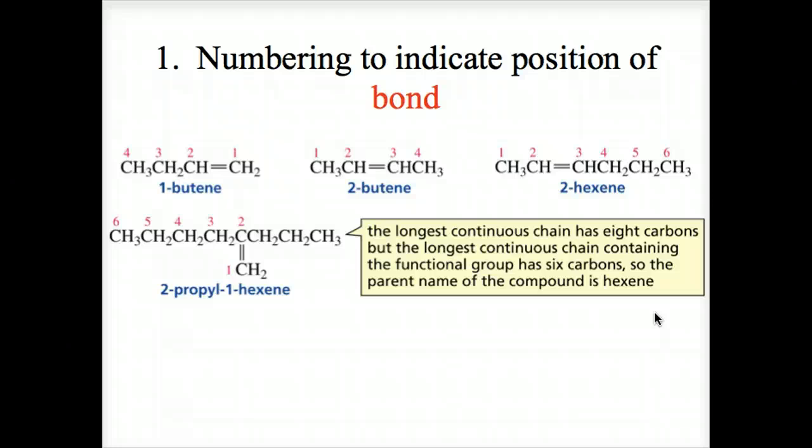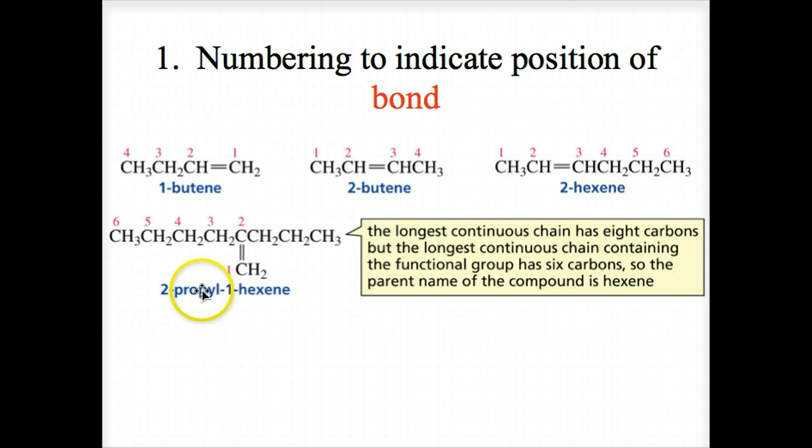Okay, number 1, numbering to indicate position of bond. We find the longest continuous chain that includes the double bond. That's the first rule. Here's 1-butene. Notice it's between 1 and 2. 4 carbons. It includes a double bond. Here's 2-butene. Again, 4 carbons, but the double bond is between 2 and 3. Here it was between 1 and 2. And here we have 2-hexene with a double bond between 2 and 3.